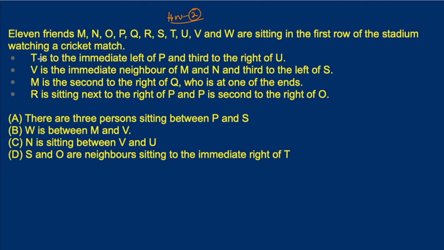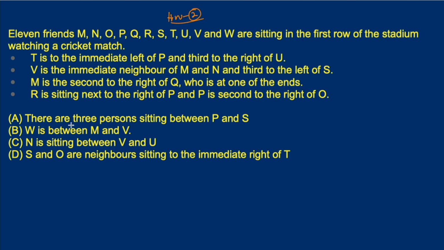Now the statement says that T is to the immediate left of P and third to the right of U. V is immediate neighbor of M and N and third to the left of S. Third says M is the second to the right of Q, who is at one of the ends, and it says that R is sitting next to the right of P and P is second to the right of O. Answers are like you have to tell among these options.